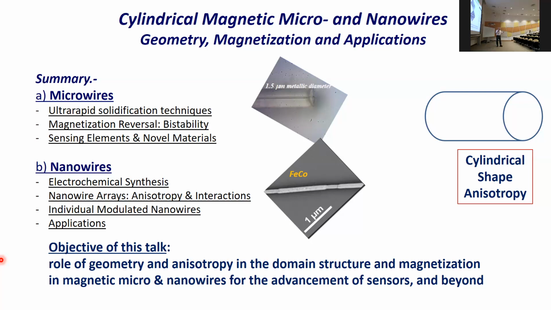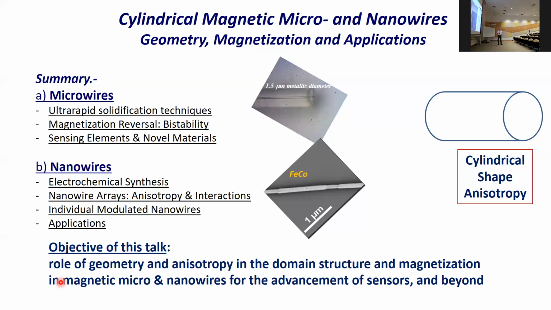And as they are two families of different materials, I'm looking for a light motif to unify the presentation. So I will pay particular attention to the role played by the cylindrical geometry and the different types of magnetic anisotropies present in these wires to determine the domain structure and the magnetization process on both families of cylindrical wires. At the end, we are looking for applications of these wires.